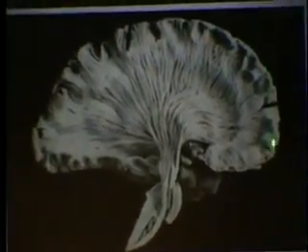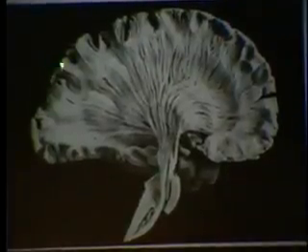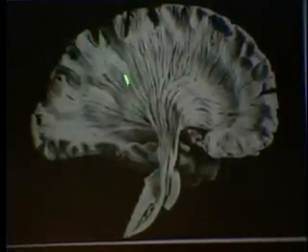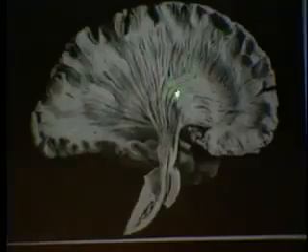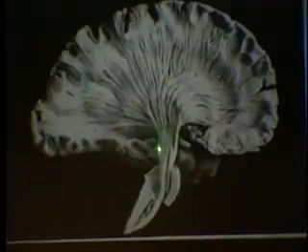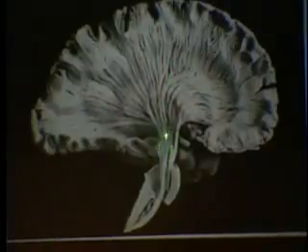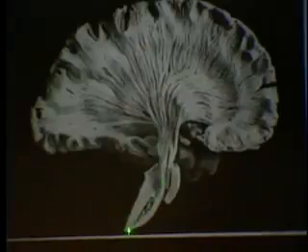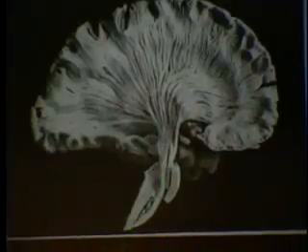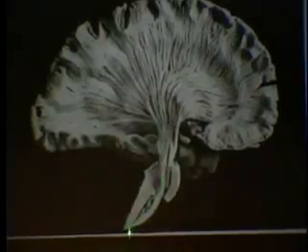In the next one, and this is showing the corona radiata. Here's my cortex out here on the gyri and sulci. The axons have to get all the way down to either, as corticobulbar, to cranial nerve nuclei in the brainstem, or corticospinal, to anterior horn cells.